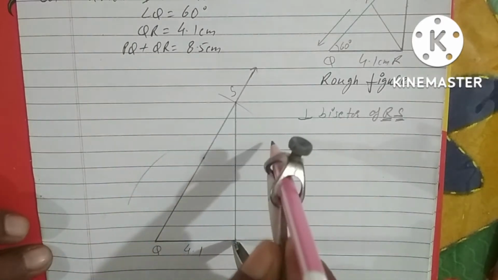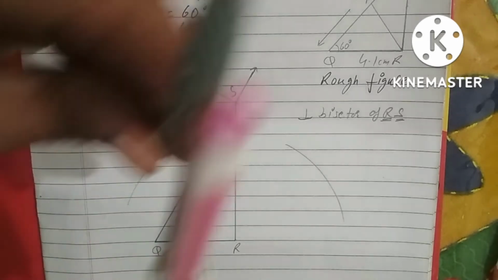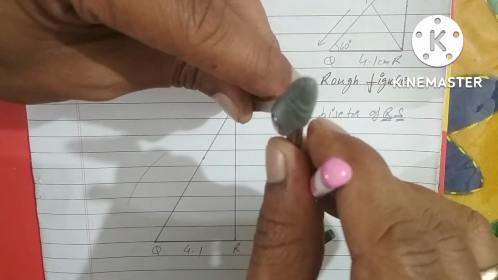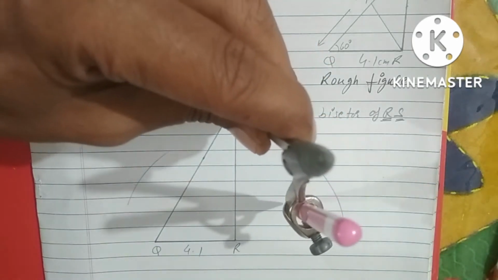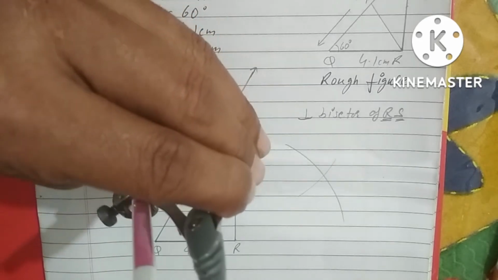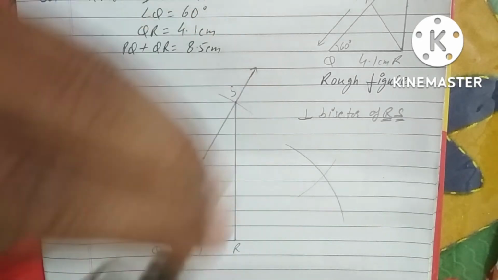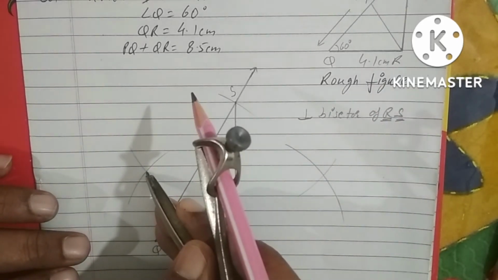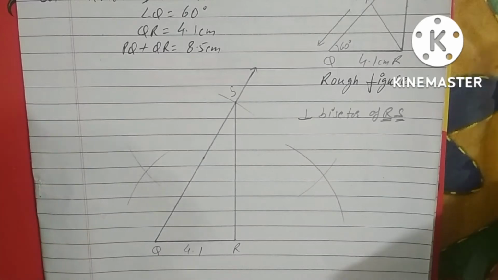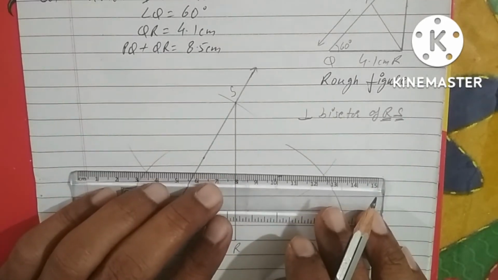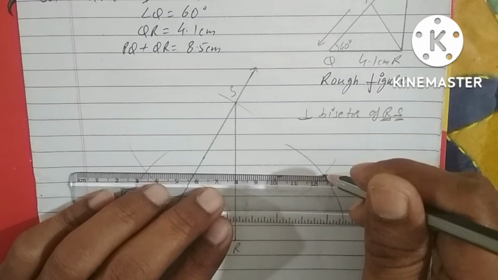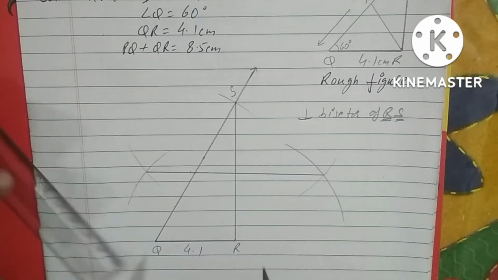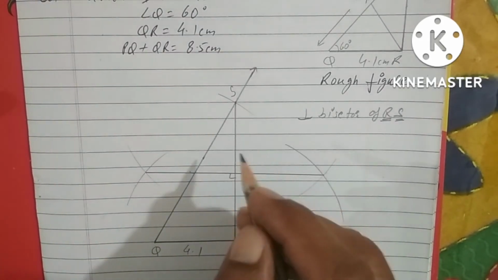I've drawn one arc on the right, one on the left. I'm going to put it over here on the S. I'm going to do the same. I'm going to draw one arc here and draw one arc here. Fine. I'm going to join them both so that my line comes straight. Okay, now this is my perpendicular bisector.